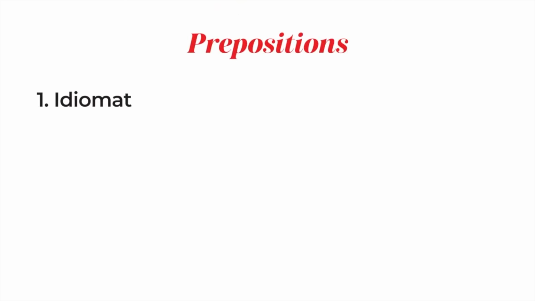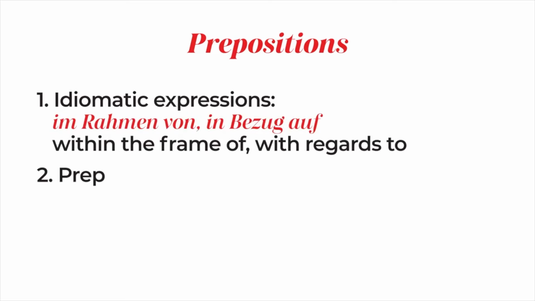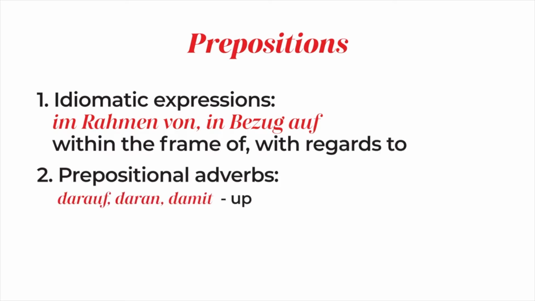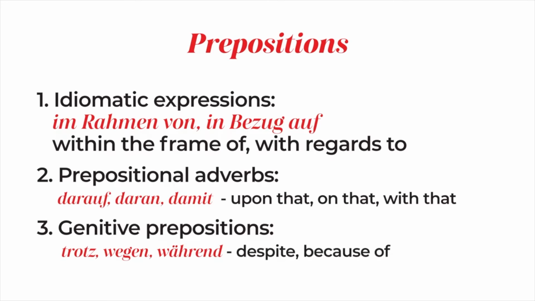Prepositions. Idiomatic expressions such as im Rahmen von and in Bezug auf, with the frame of and with regards to. Prepositional adverbs: darauf, daran, damit; upon that, on that, and with that. Genitive prepositions: trotz, wegen, and während; despite, because of, and during.